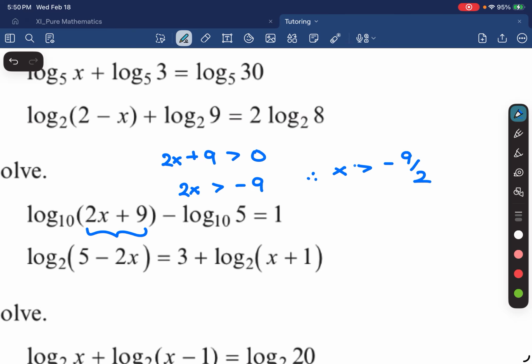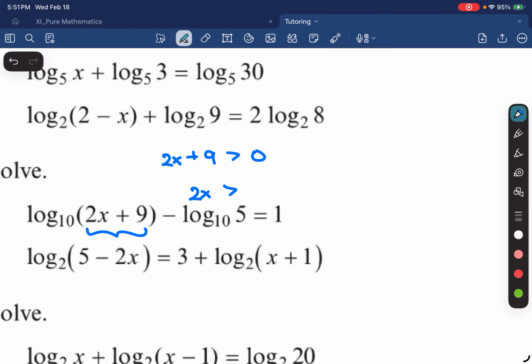A very important thing about inequalities is that if I had negative 2x greater than negative 9, then when I divide both sides by negative 2, I have to flip the inequality. If I am dividing by a negative number, I have to flip the inequality. That is a very important thing to remember when we are dealing with logarithmic inequalities, which we will.